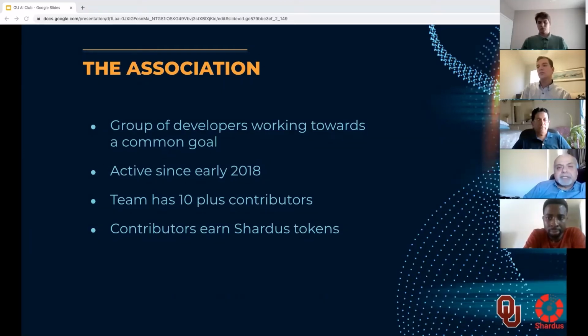The final version of the software should be available hopefully before the end of this year, and we hope to commercially market it to organizations who would want to use it within themselves or in a public network. The contributors within Shardus are paid through the Shardus tokens, which are valued at 10 cents each, and they're listed on several exchanges.